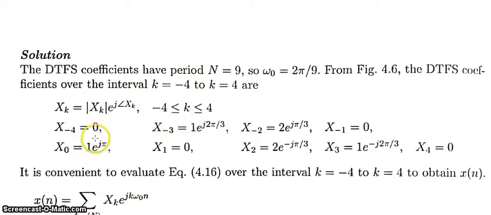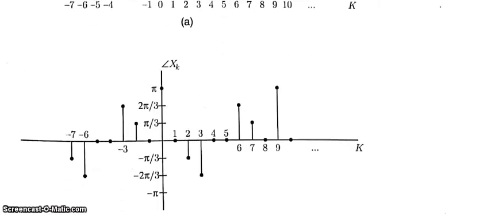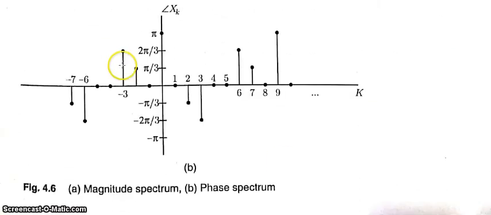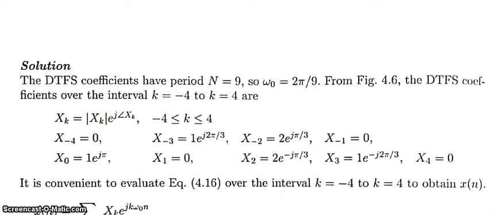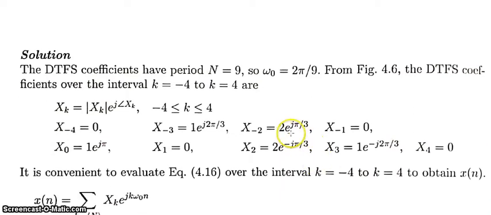So X of -4 is 0, X of -3 has magnitude 1, and the phase angle at k equal to -3 is 2 pi by 3, at k equal to -2 it is pi by 3. Those values can be read directly from the graph given. X -2 is 2 e raised to j pi by 3, X -1 is 0, and in this manner we have written the Fourier coefficients up to X_4.